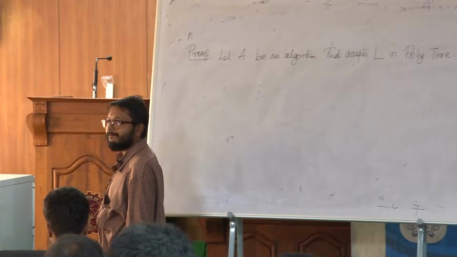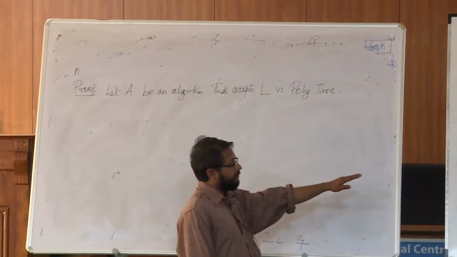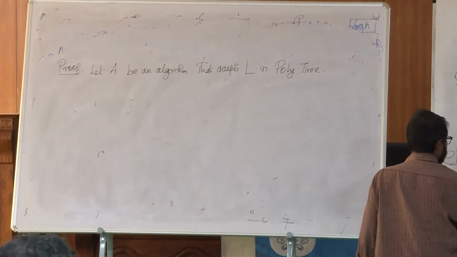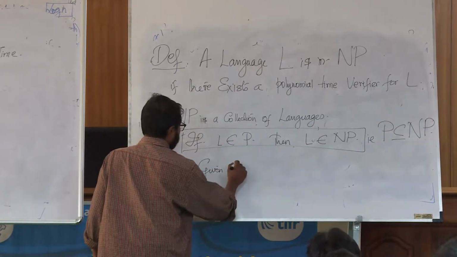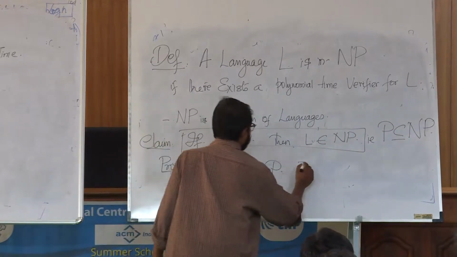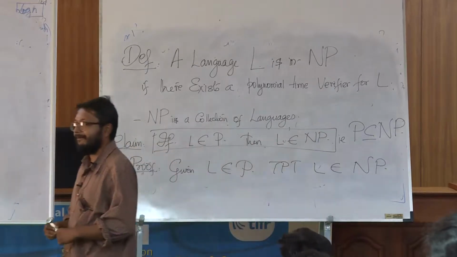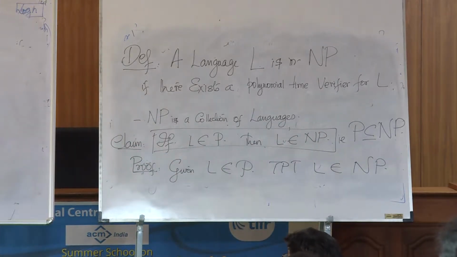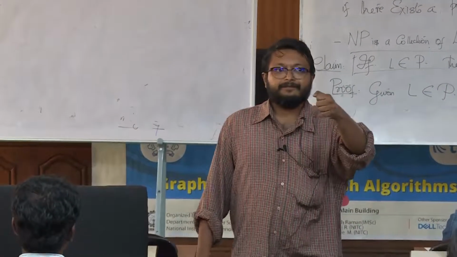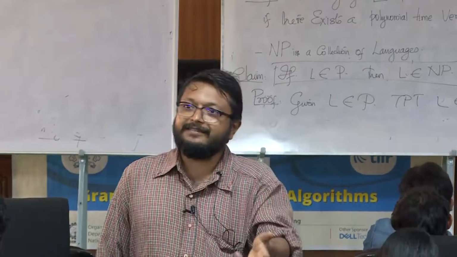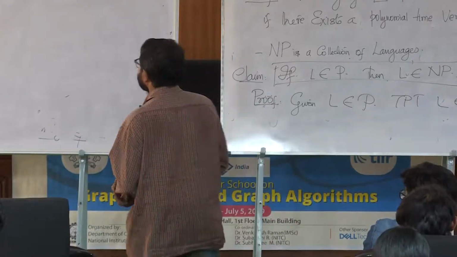How will I prove this? So given L belongs to P, to prove that L belongs to NP. This is what you want to show, right? So I assume that let A be an algorithm that accepts L in polynomial time. Why should such an algorithm exist? By definition, L is in P means there is a polynomial time algorithm for it. So now look at the following algorithm.